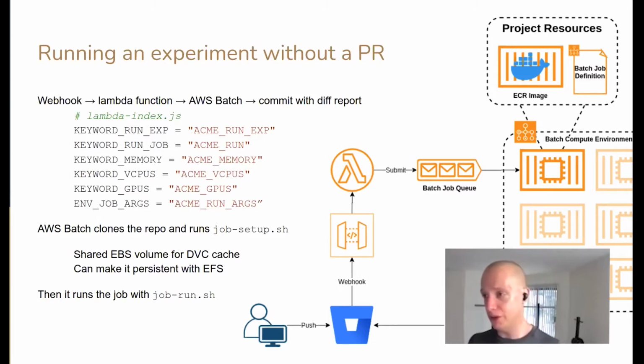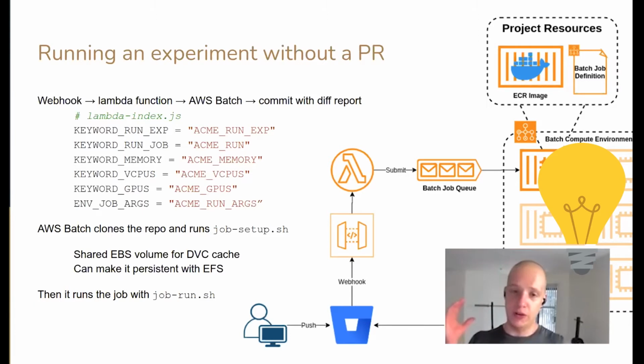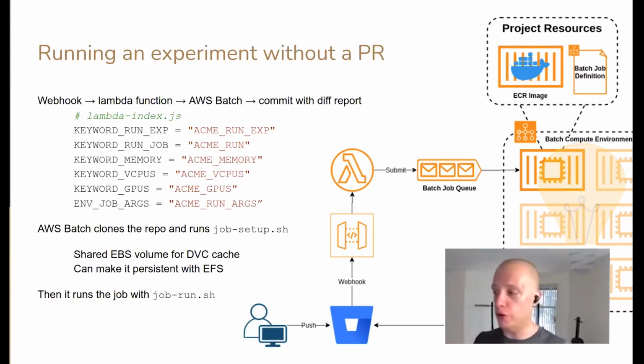We use Bitbucket, but you can use any Git host. The idea was, you create your commit, or an experiment commit. You push it to your host with a special commit message, and we had all these keywords. Like here I have "Acme run." So you put in your commit message "Acme run," and the webhook will fire off to Lambda. Lambda picks up that commit message, it submits a job to AWS Batch, and AWS Batch runs your job.